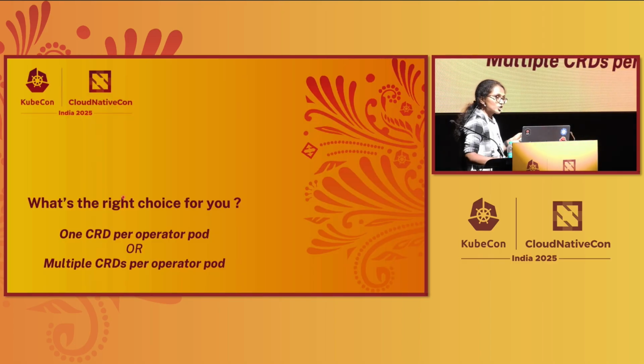So coming to the actual topic at hand, given that we have gotten a context of how a controller works, what's the right choice for you? One CRD per operator pod, or multiple CRDs per operator pod?